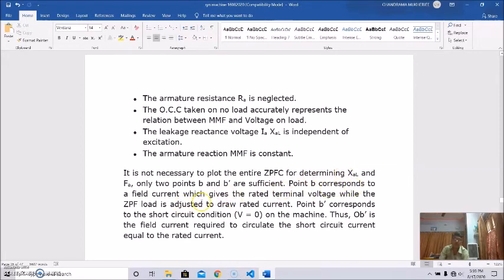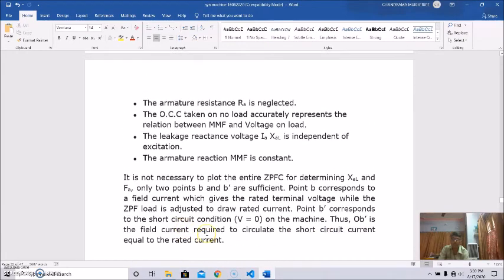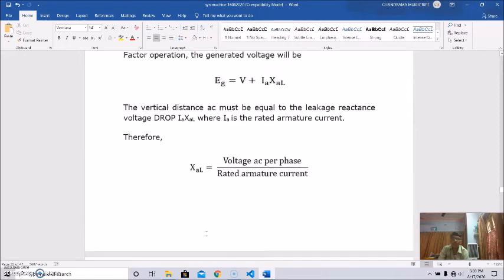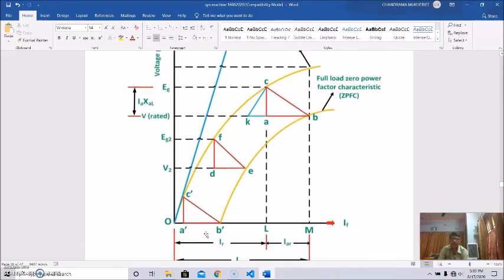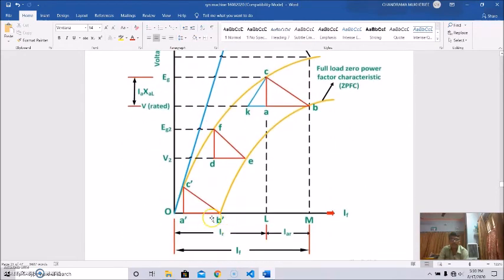Point B corresponds to a field current which gives the rated terminal voltage, while the ZPF load is adjusted to draw rated current. And point B dash corresponds to the short circuit condition, that is, terminal voltage equal to 0 on the machine. Thus OB dash is the field current required to circulate the short circuit current equal to the rated current. So from here we are finding this. Actually, this is the field current required for the short circuit condition, that is, terminal voltage equal to 0, at this position.